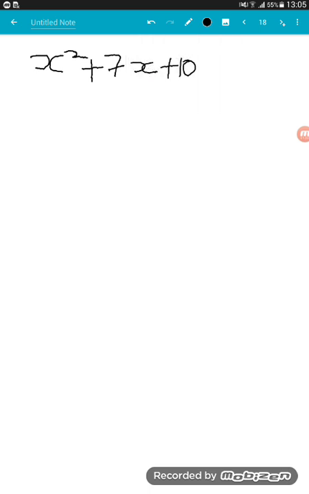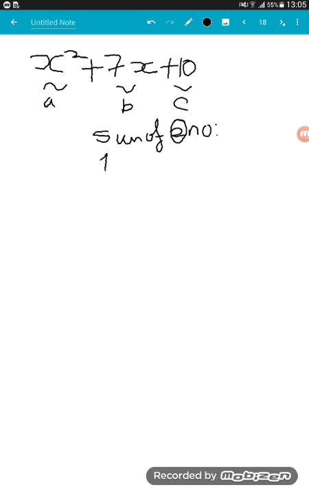Now how to solve this equation? It's very simple. Now if we keep this as a, b and c, then in this equation, b should always be the sum of two numbers. That means, for example, 2 plus 5, you will get 7. And c should always be the product of two numbers. The same two numbers which you are taking over here should be the same.